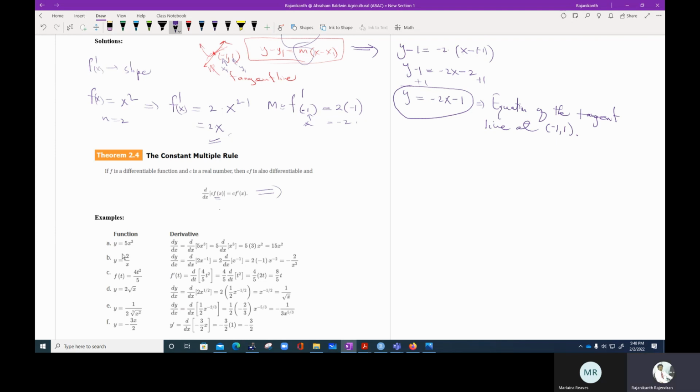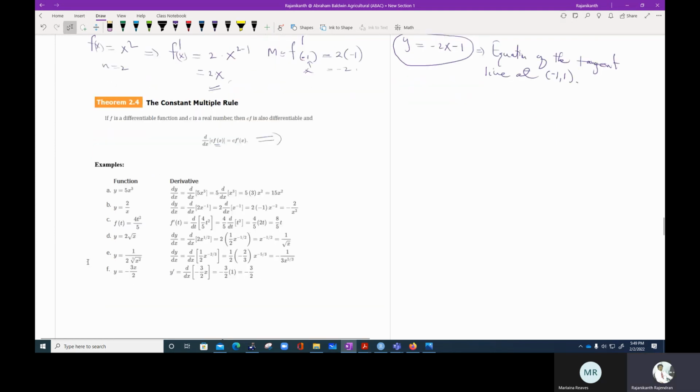So this is like, look at that. Example A. This is a given function, right? 5 times x cubed. 5 is constant, so you could simply keep 5 out and simply find the derivative of the remaining x cubed. You know how to find the derivative of x cubed using power rule. Will give you 3 times x squared. After that, simplify it, you will get this.